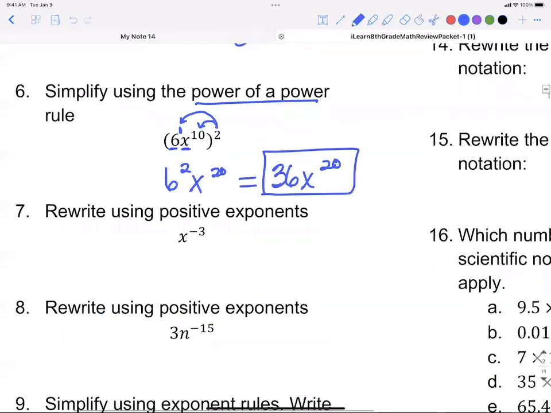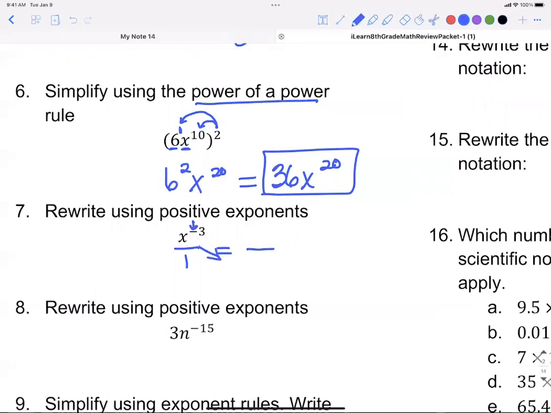Rewrite using positive exponents. Well, to do this, we got to remember that every term can be written over 1. And if we want to write it with a positive exponent, remember, if you want to change the sign, you got to change the location.